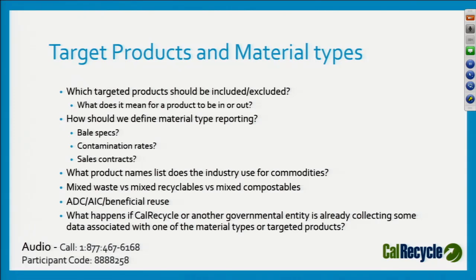Veronica here, CRC. I do notice your last bullet is what happens if CalRecycle or another governmental entity is already collecting some data associated with one of the material types or targeted products. In your creation of the database, anything that could overlap so it's not duplicative, in terms of paint. I'm just thinking of things like paint, carpet, mattresses, e-waste. I mean, the list is kind of extensive. These are more EPR programs that many of us are already doing reporting for. It would be wonderful to have some overlap so that folks aren't doing too much reporting.